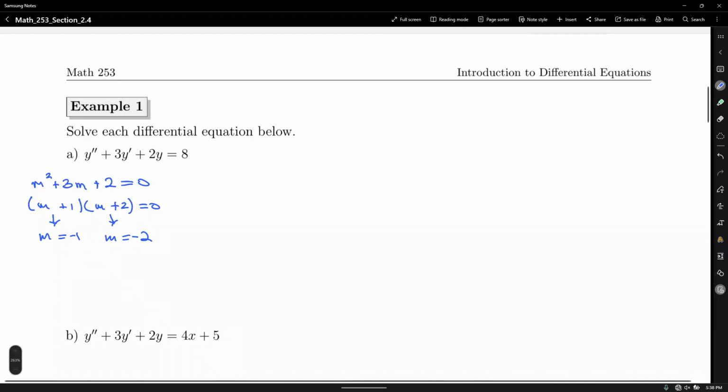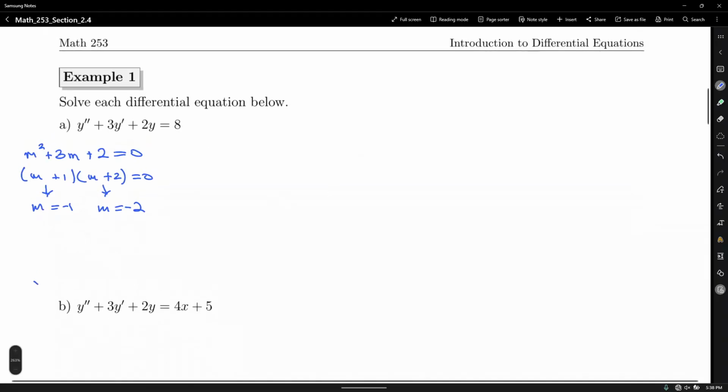Given the nature of the solutions, which are real and distinct, we can simply write y equals c1 e to the -x plus c2 e to the -2x. However, guys, here you need to be very specific about what we obtained so far. This is not just y. This is y subscript c, the complementary solution, or the solution we get out of the characteristic or the homogeneous equation.